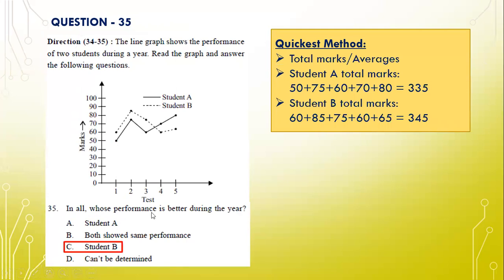And in all, whose performance is better during the year? Who has got the most number of total marks? So let's count the total marks, or averages, but we just count the total marks. So student A total marks, 50 plus 75 plus 60 plus 70 plus 80, which is 335. And student B, 60 plus 85 plus 75 plus 60 plus 65, isn't it? It will be 345. So student B has got better performance.